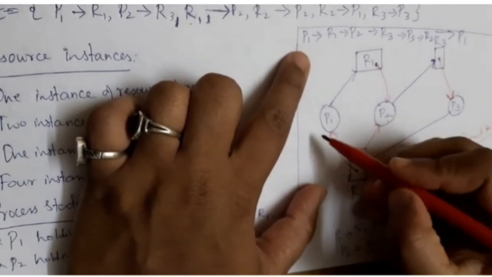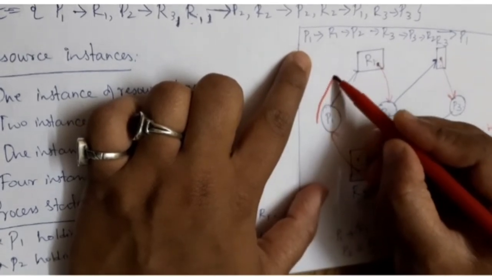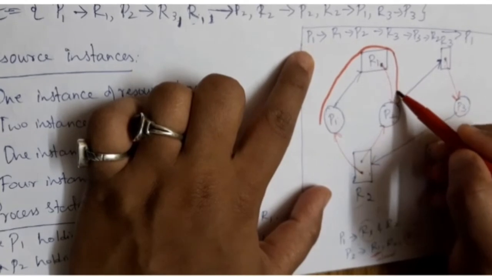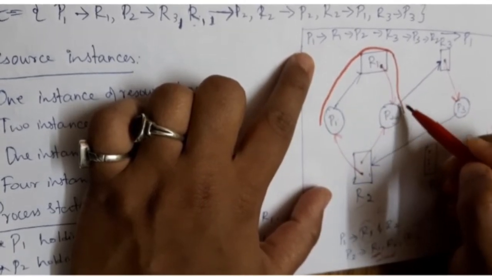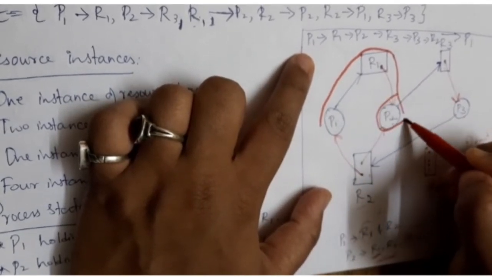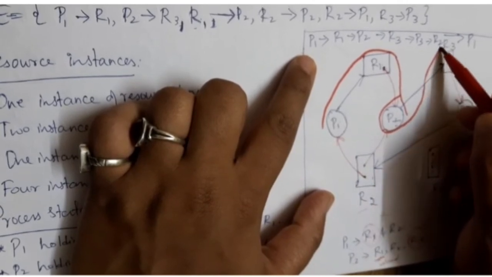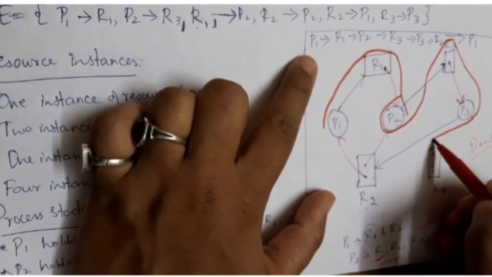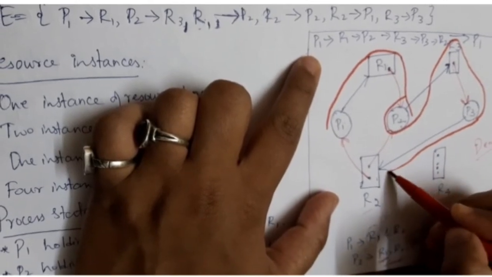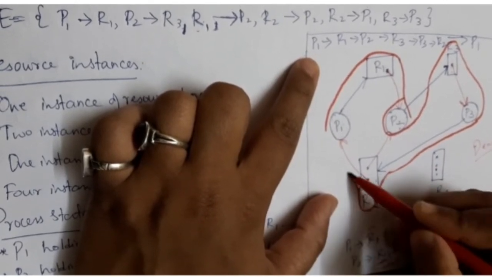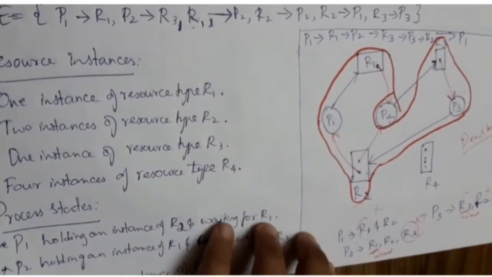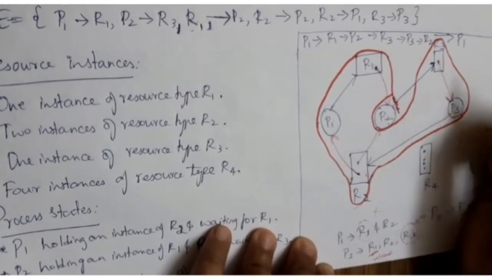That is, from P1 to R1, R1 to process P2, from P2 to R3, from R3 to process P3, and again from process P3 back to R2 and P1, you have this one particular cycle here.